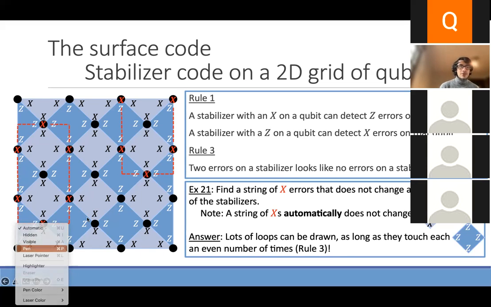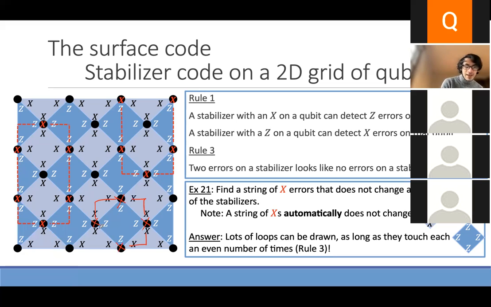what people were saying in the chat, which is just a single loop around a square, like that. Then you can't detect that error. And the reason is because each of these Z plaquettes has 2 X errors on it.